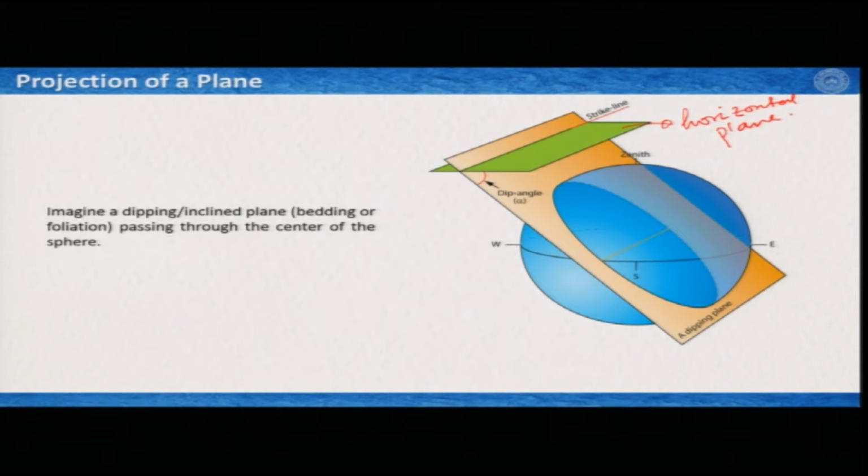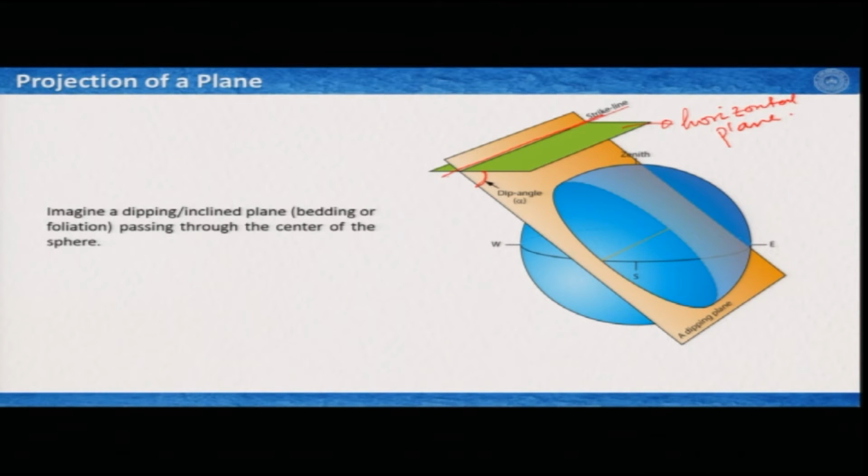Now, this green horizontal plane and this yellow and orange sloping plane would intersect along a line, and from the definition we learned in the last lecture, this line is your strike line, and the orientation of this line with respect to magnetic north is the strike of this sloping orange plane. The angle it makes with the horizontal on the vertical plane is the dip angle, in this case alpha.